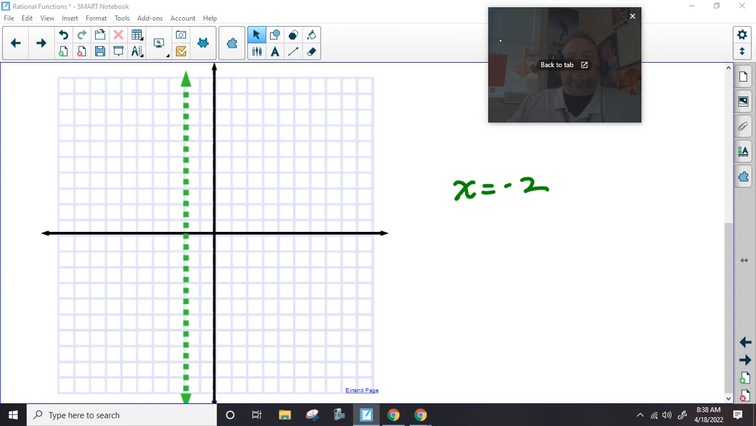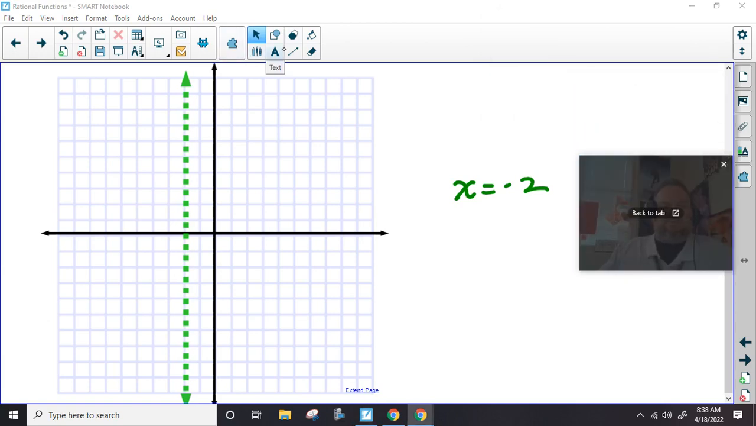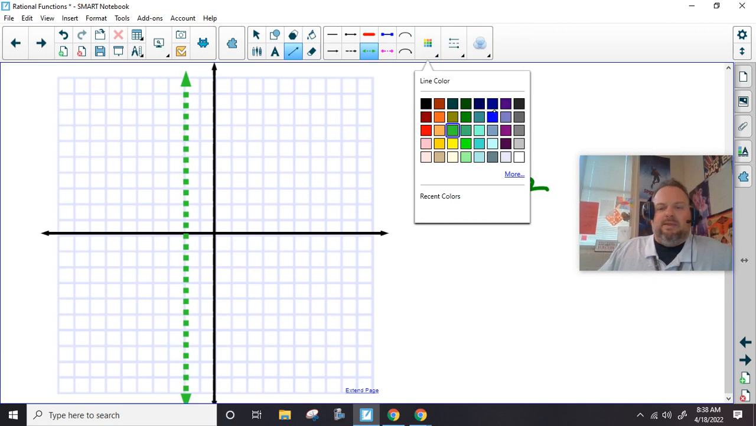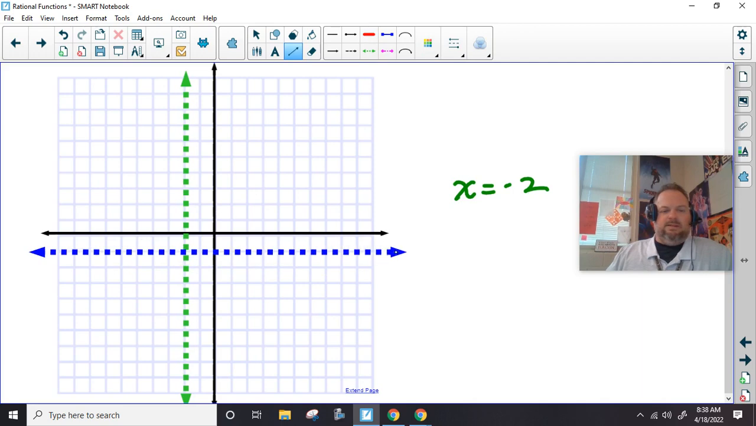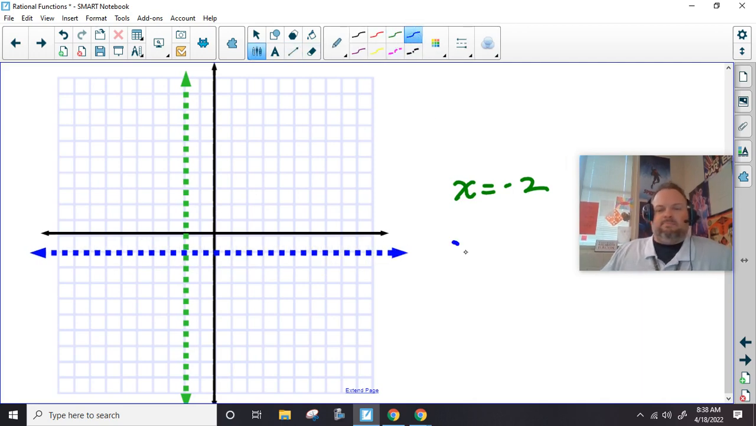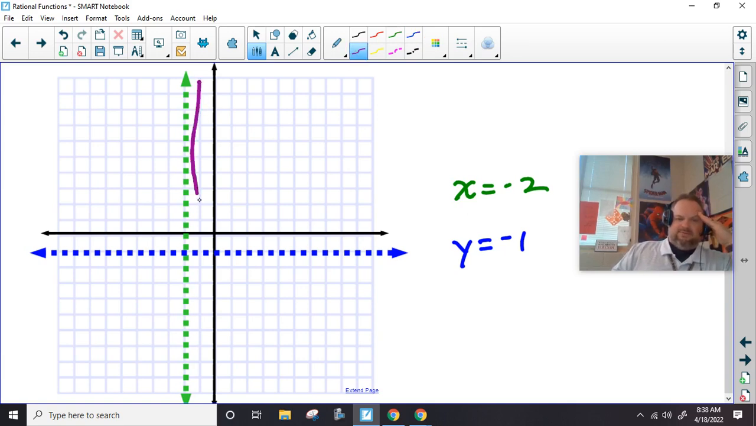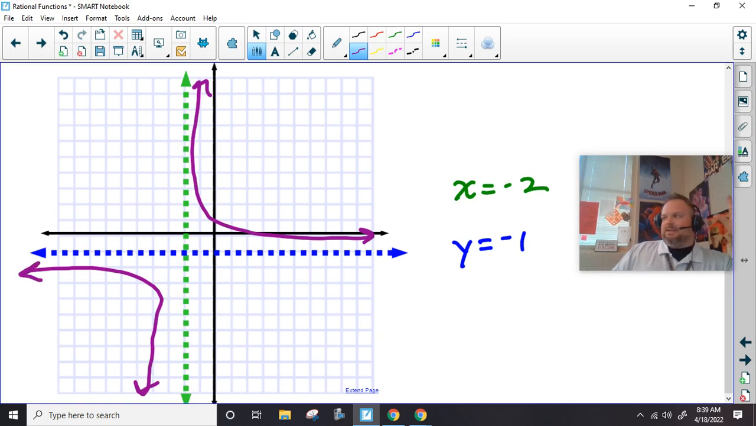So we have that, and then we have a horizontal asymptote at -1. Basically, this graph gets really close to these two things, but it never touches them. These are such crazy things. I don't even like making people graph them on paper. I don't even remember how to graph them on paper. I'd have to Google it or something.